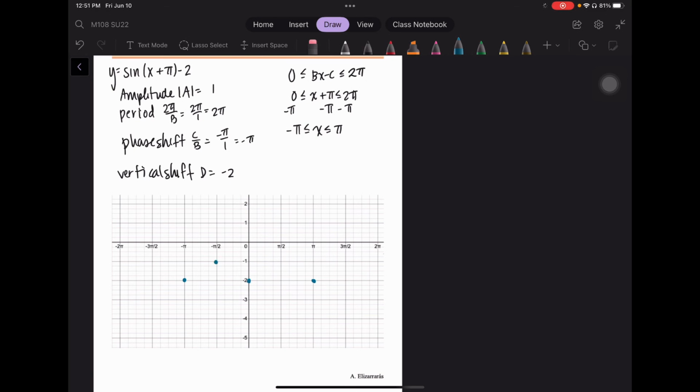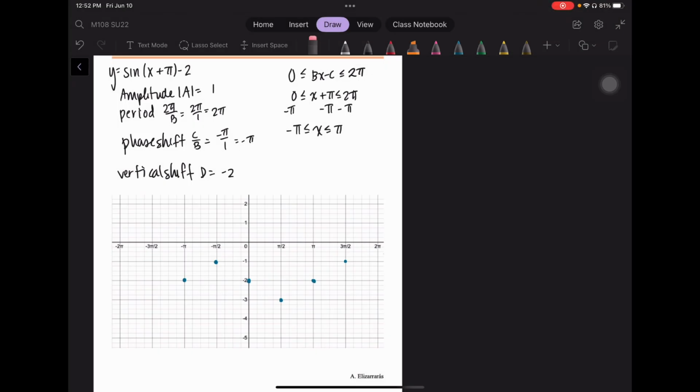which is the same thing as if I had started at pi over 2, I do my phase shift back pi and down 2. And then my minimum value at pi over 2 is negative 3, which, if you remember, the minimum value of the regular sine function happens at negative 1 and 3 pi over 2. So if I phase shift back pi and down 2, I get that minimum value.